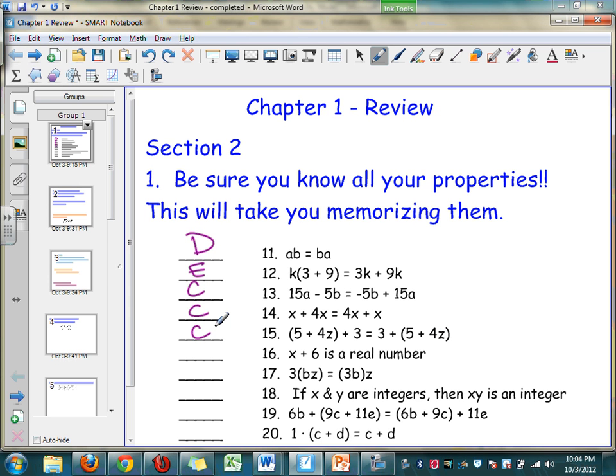16. X plus 6 is a real number. Well, what property deals with a real number? This is going to be J for closure. Number 17, 3BZ, 3BZ. Did the order stay the same or did the order move? The order stayed the same, so therefore this is the associative property. How are they attached? By multiplication, so this is B. 18, if X and Y are integers, then X plus Y is an integer. Well, this is the only one that has words in it, so this has to be J, closure, okay?